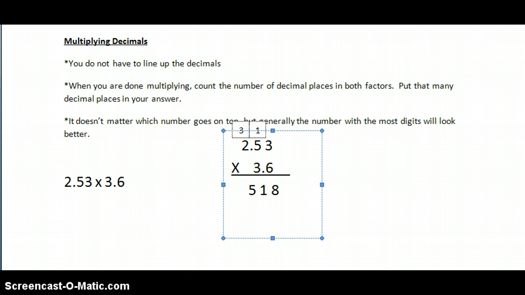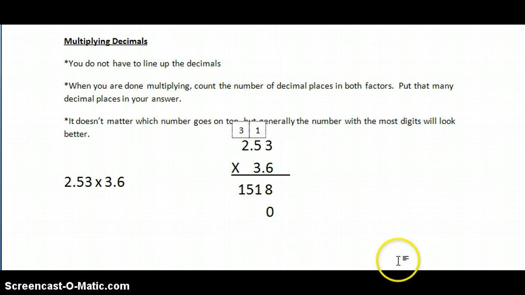Let's move everything back over. And since I don't have anything else to carry, I'll put the 15. So let's scooch that over a little bit so it's kind of lined up. Okay, so I've got 1518 on top. Now we're going to start multiplying by this bottom 3. So it's always, always, always a good idea to start off with a 0 on the bottom.